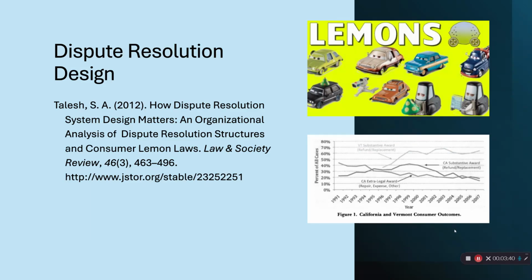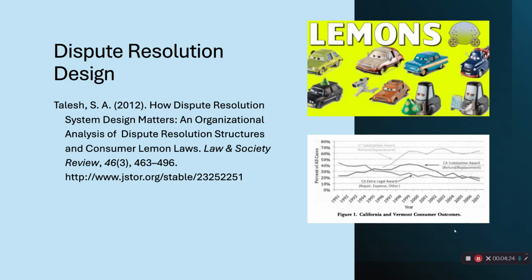Next, we'll move on to Talesh's 2012 article regarding dispute resolution design. Talesh analyzes how the structure of the resolution design influences the meaning and implementation, specifically regarding consumer protection laws for lemon vehicles. They compare the different designs implemented in California versus Vermont that gave different meanings to similar lemon laws. Vermont implemented a state-run dispute board to offer either a full refund or replacement of lemon vehicles, whereas California uses a single arbitrator system within a private dispute resolutions program.